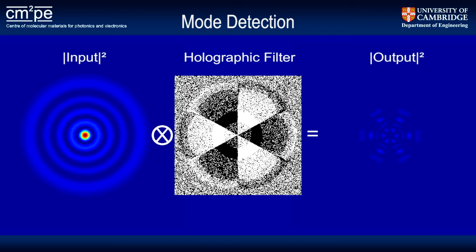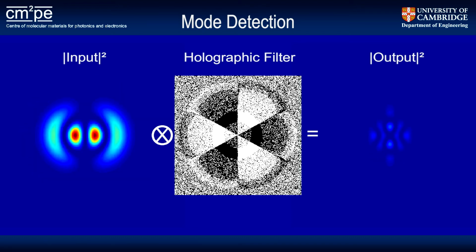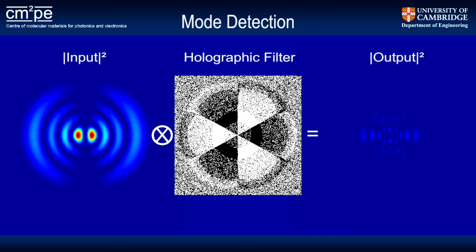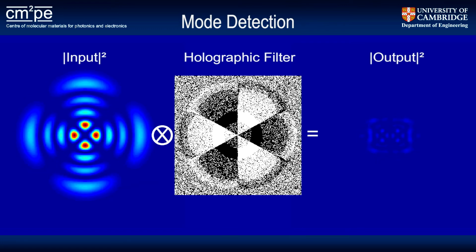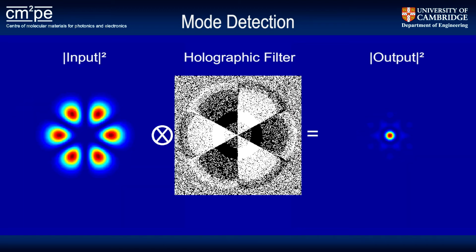You have some input to the fiber, which produces some output distribution, and you take advantage of the fact that you can adaptively change the pixels on your hologram to adapt to that output distribution and form your correlation peak.